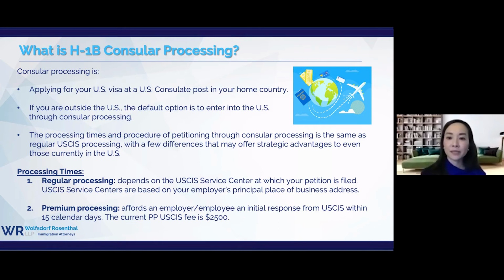In regards to the processing times, there are two. There's regular processing, and that is dependent and varies on the USCIS Service Center. It can take about a month to several months before the case is fully adjudicated. However, for premium processing, USCIS has to provide us an initial response within 15 calendar days. This can be an approval, an RFE, which is a request for evidence, or other notices. Either the employee or the employer can elect for the option, and the USCIS filing fee is $2,500.